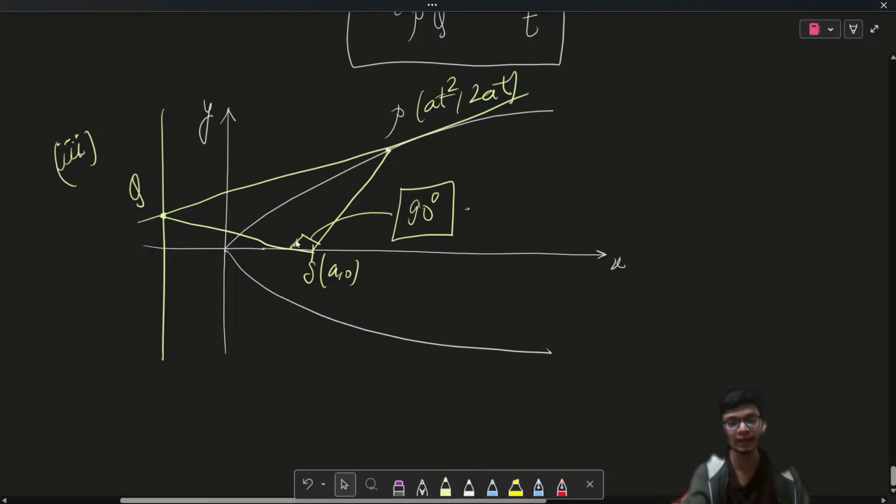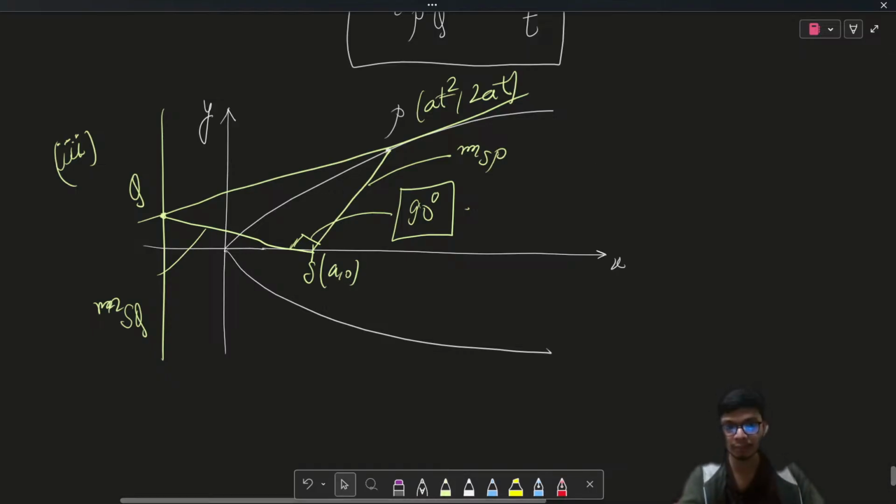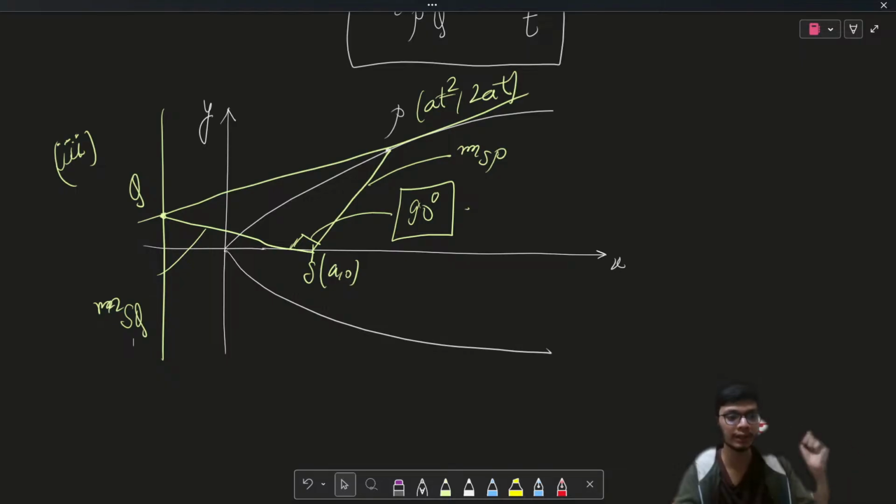Now we can easily prove this particular result by finding the equation of the line PS, and we can also find the slope of the line PS and the slope of the line SQ, right? And then if you multiply, you will find it is going to be minus 1. And with that, it proves that the tangent segment between the point of contact of the parabola and the point where the tangent intersects the directrix subtends a right angle at the focus. Okay, is this part clear?